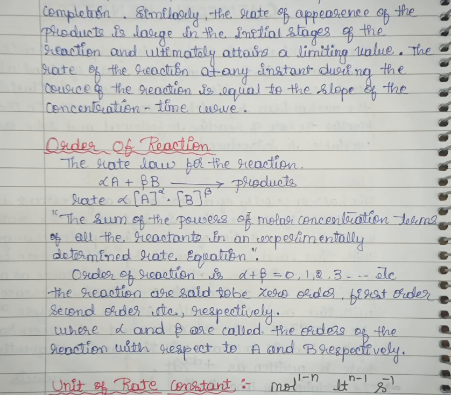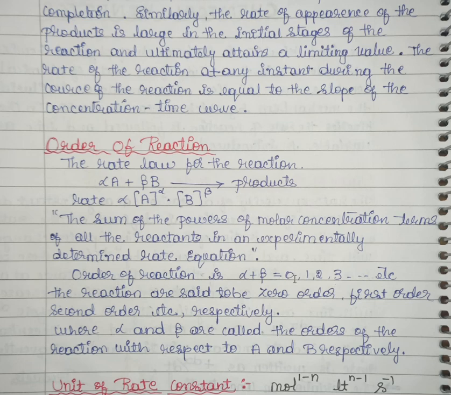Next we will discuss order of reaction. Order of reaction is nothing but the sum of powers of molar concentration terms of all the reactants in an experimentally determined rate equation. So consider a reaction of type alpha of A plus beta of B gives rise to product. When the rate equation is written as rate is proportional to molar concentration of A to the power alpha and molar concentration of B to the power beta, the order of reaction is the sum of the powers of molar concentration terms, that is alpha plus beta. Alpha plus beta may be equal to 0, 1, 2, 3, etc.